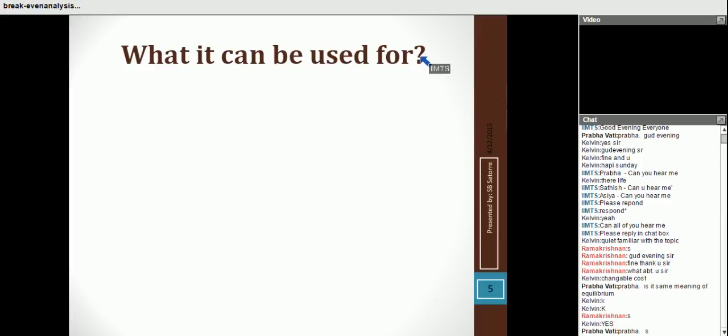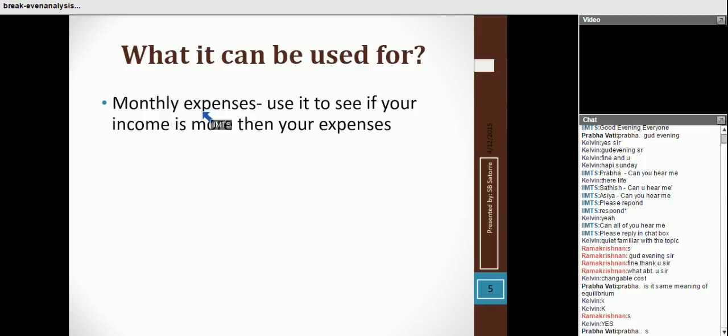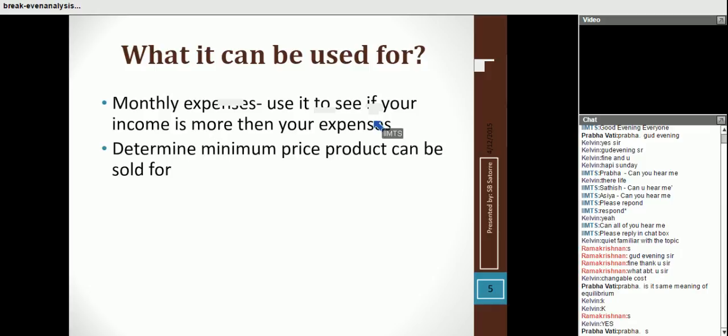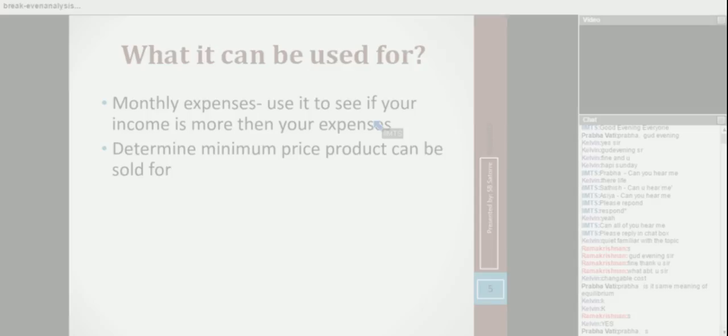Okay. What do we use break-even point analysis for? What can it be used for? For calculating the monthly expense, use it to see if your income is more than your expense or not. So this is a good method for checking whether our income is more than our expenditure or not. Expenses means the money that we spend.